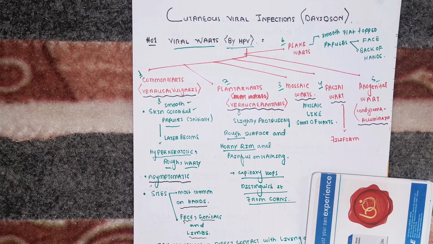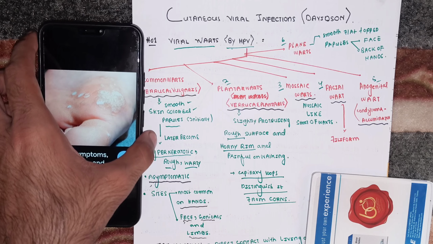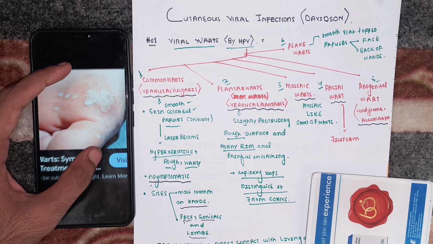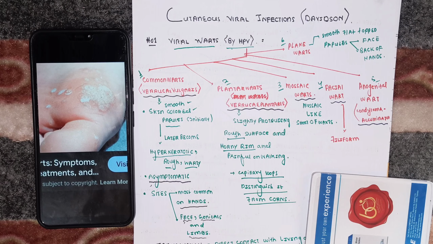Okay, let me show you these mosaic warts. Can you see this picture, beta? Can you see? Isn't it more looking like an iceberg on the sea?